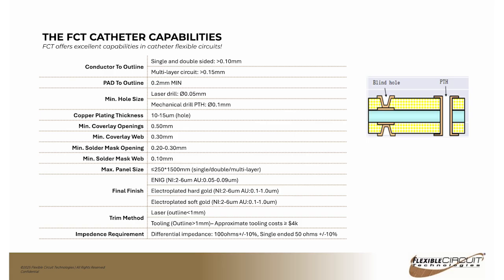When we go to excise them from a panel, we can either use a laser. These are going to be for parts that are on the thinner side or narrower side, under 1 millimeter. And then if they get bigger, we can excise them with tooling. Tooling costs can definitely add to the NRE, but they could reduce the overall part cost. And then Mark had touched on impedance a little bit. So we can build in differential impedance or single-ended impedance as your needs dictate.